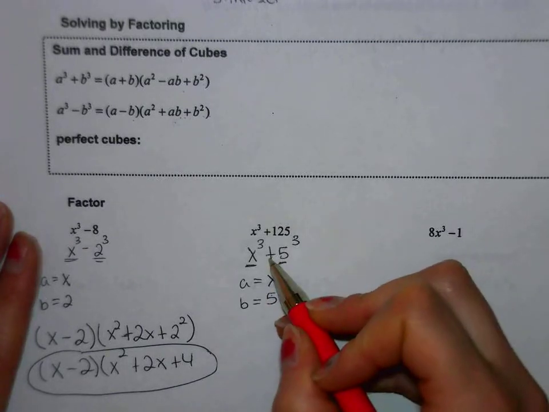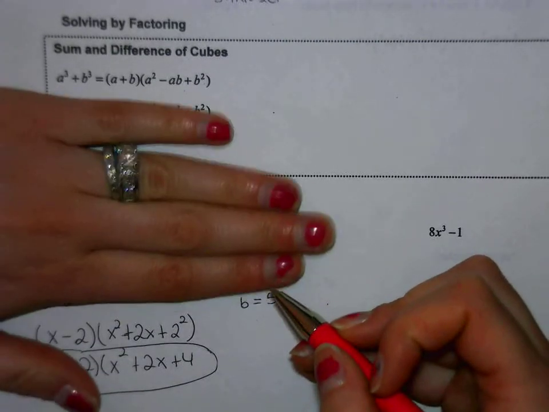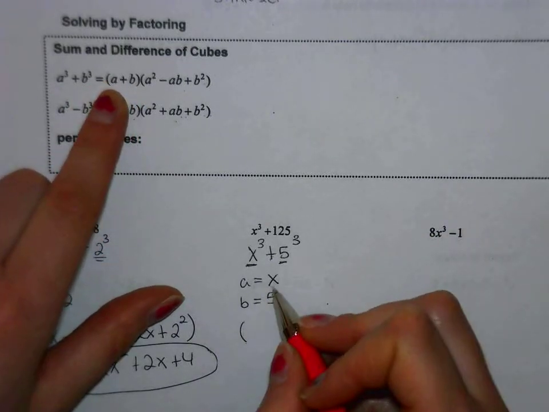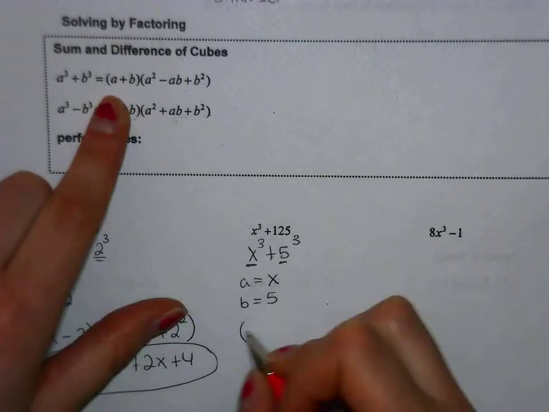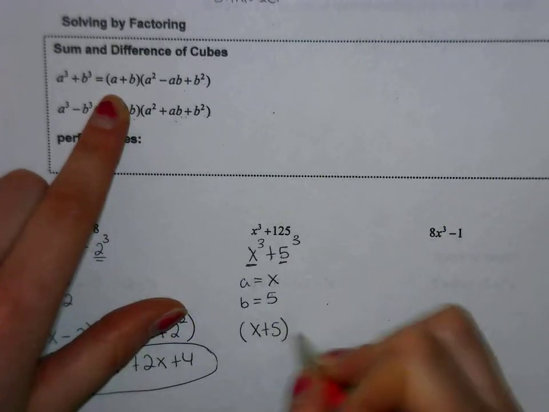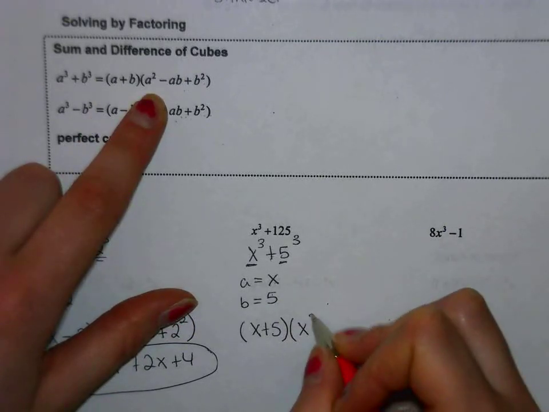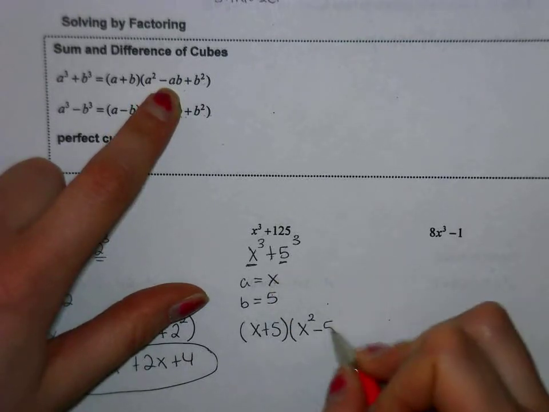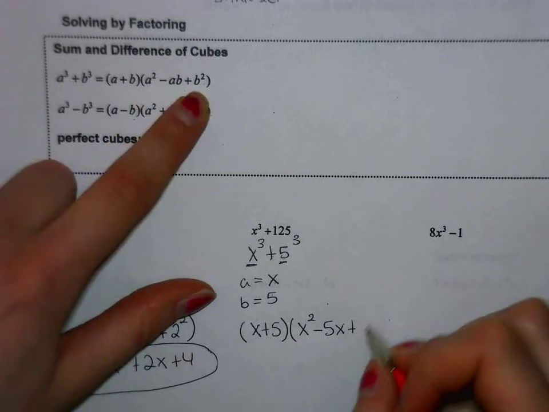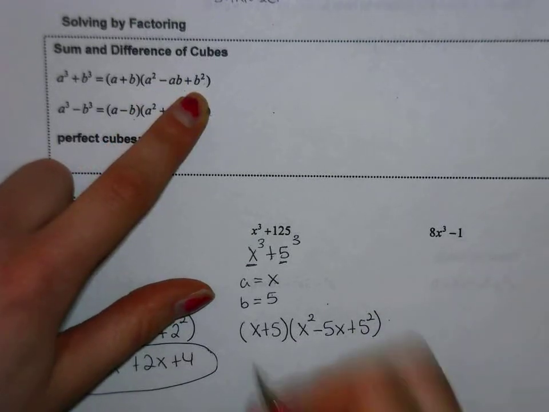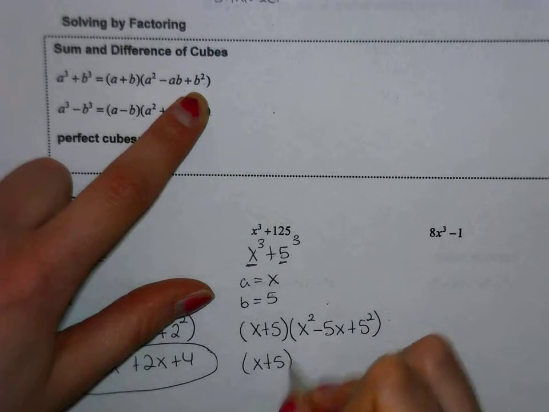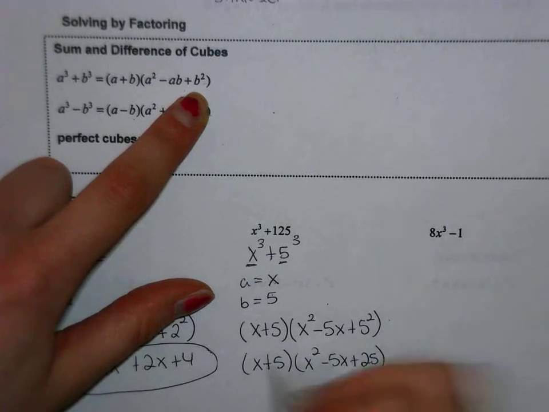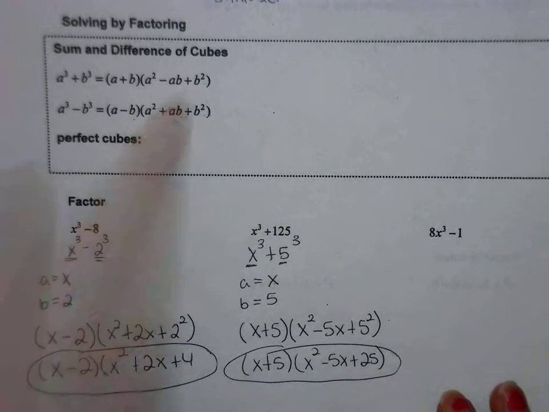This time we're working with a plus, we're working with the sum, so we're looking at the top portion up here. So if we replace everything that says a with an x, everything that says b with a 5. So x plus 5, x squared, minus a times b is 5x, plus b squared, which is 5 squared, and 5 squared is 5 times 5, which is 25. So there's our final answer.